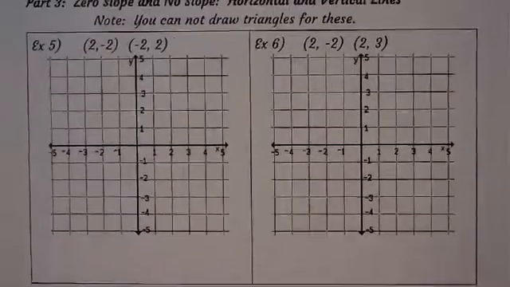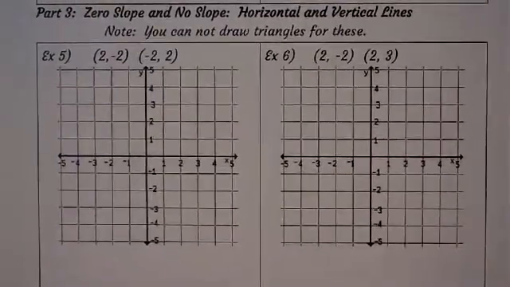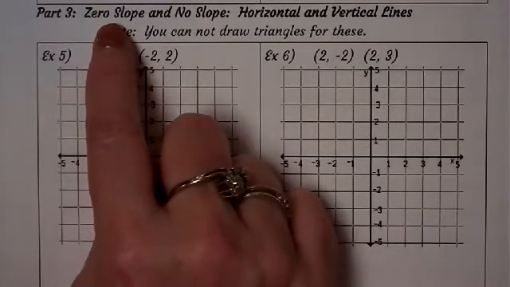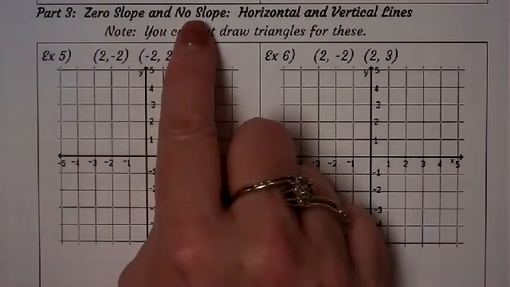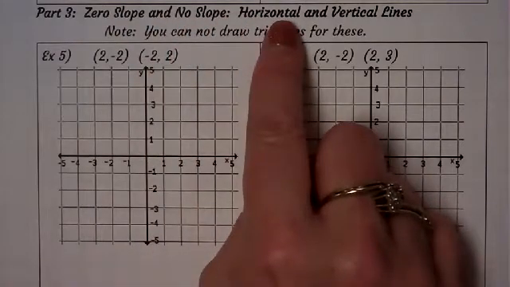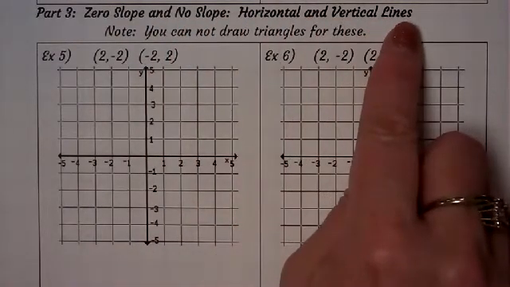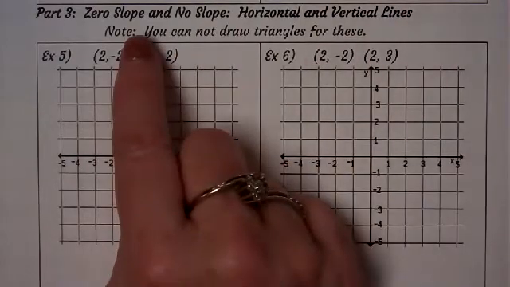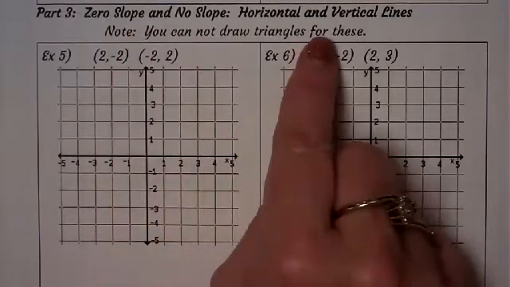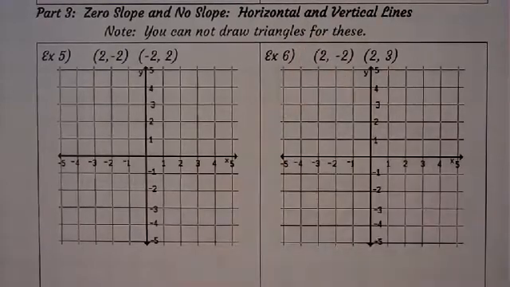Now, part 3 is really different from the other two. Part 3, we're going to talk about zero slope and no slope. Zero slope and no slope means horizontal or vertical lines, okay? Now, here's the catch. There's going to be no step 2 in this one because we're not going to be able to draw a right triangle with it, okay? Well, what do I mean by that?